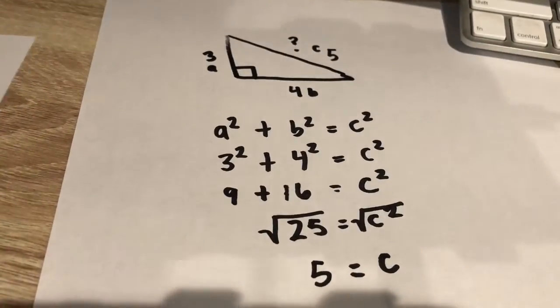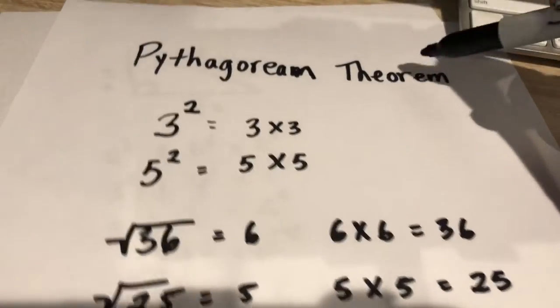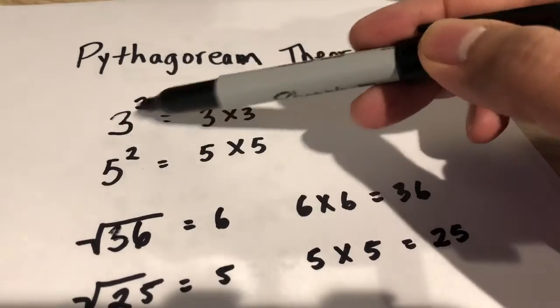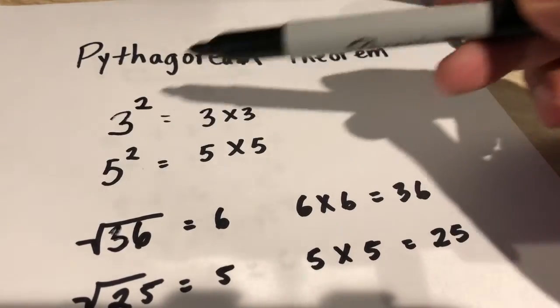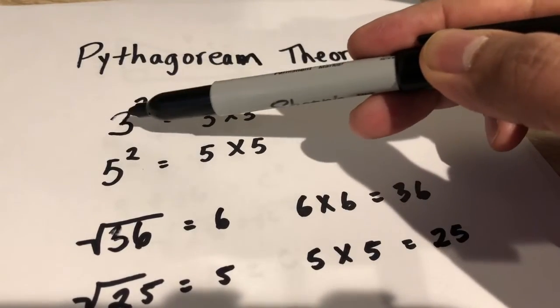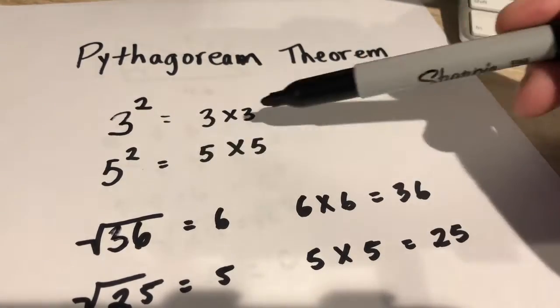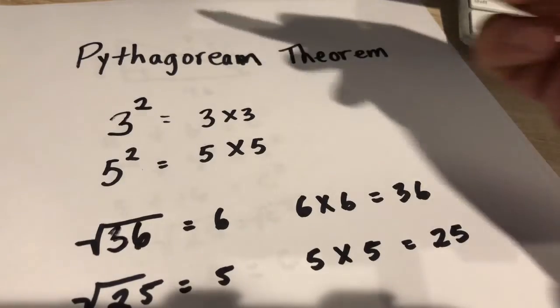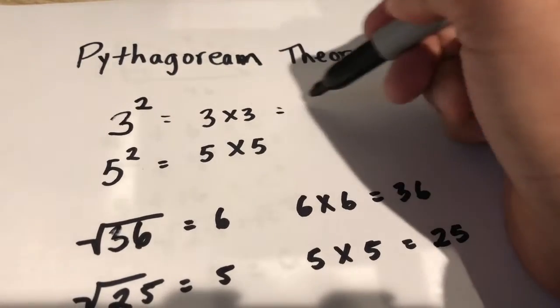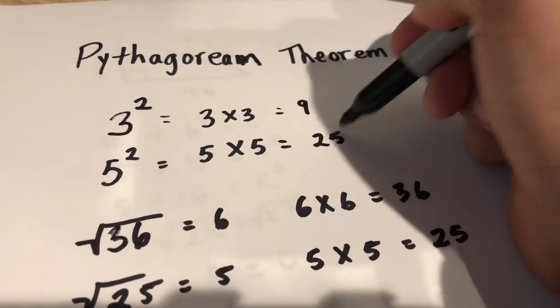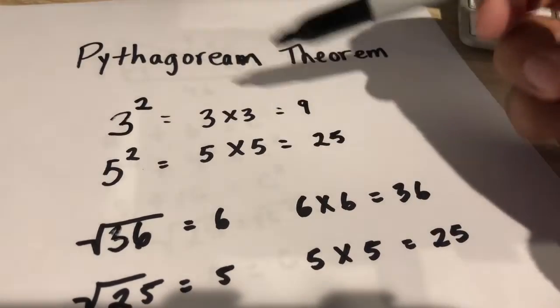you can remember. So again, Pythagorean theorem. Some things you need to remember. You need to remember what these exponents mean, and how to square a number. So again, this does not mean 3 times 2. It means 3 times 3. This means 5 times 5. It does not mean 5 times 2. I should just add this as well. So these are all equal.